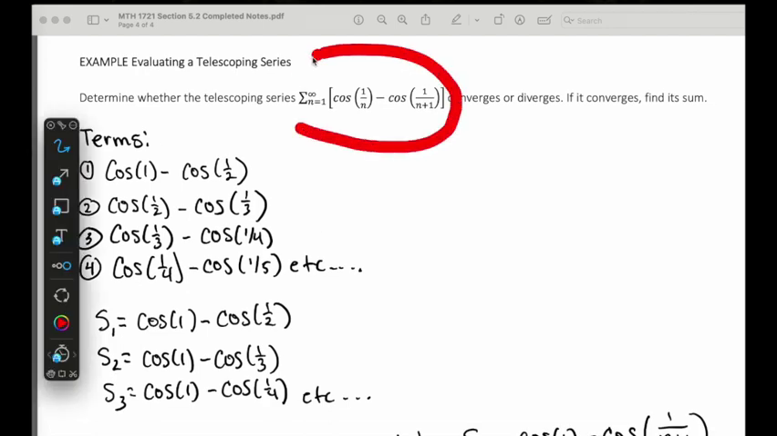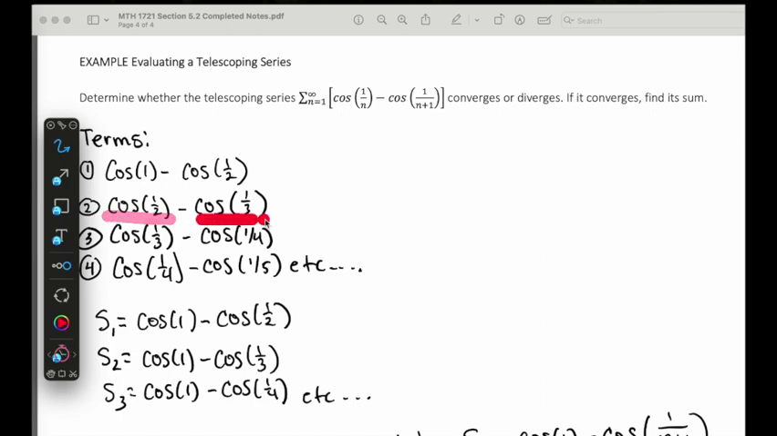So here's an example so you can grasp what we're talking about here with things canceling. If I look at the terms of this series, if I plug in 1, I'm going to get cosine of 1 minus cosine of a half. Then the second term is going to be cosine of a half minus cosine of a third, because I bumped n equals 1 up to n equals 2. So 2 goes here, and I have 2 plus 1, which is 3, down here. If we continue that pattern, notice that the bottom number in the second term just increases by 1 in the denominator. So these are all my terms.